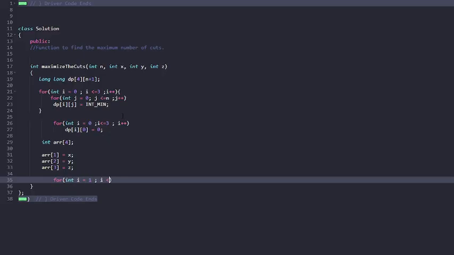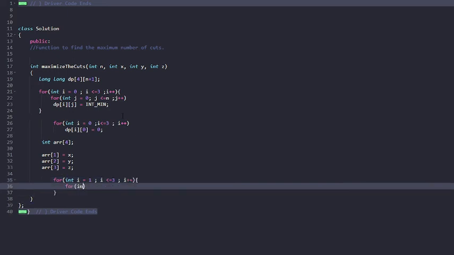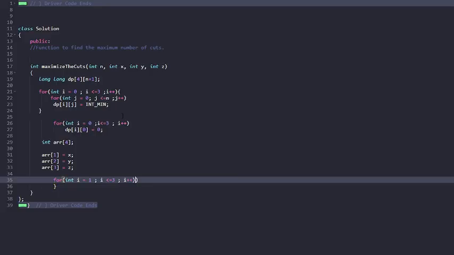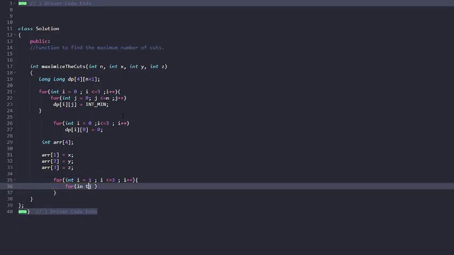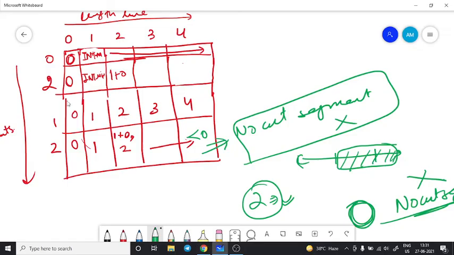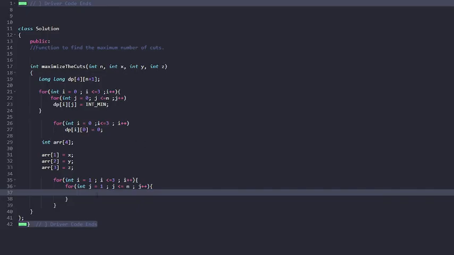I will start from 1, and my rows had the cut segments, so for j equal 1, j less than or equal to n, and j plus plus. I will tell you why we are starting from 1. Why 1? Because we have already considered this 0 0, so now we are starting from this one. If I do the indexing, this would be 1, 2 and 3, and this would be 1, so that's why we are starting from this cell, that is 1 comma 1, correct?